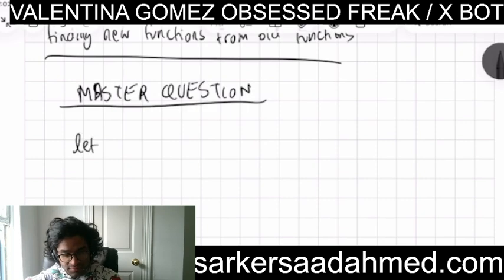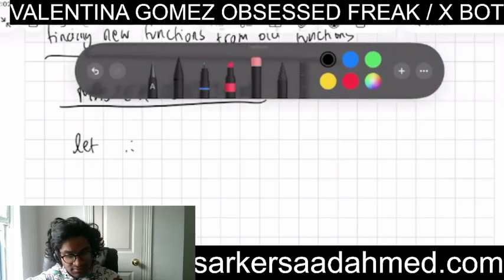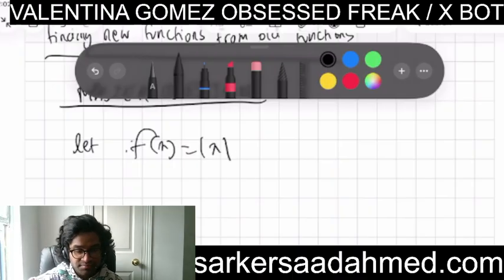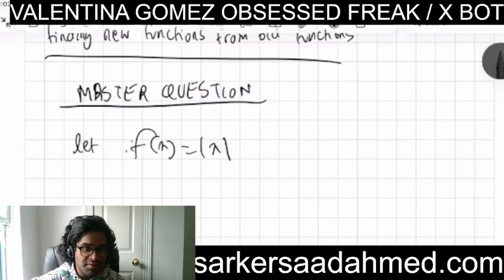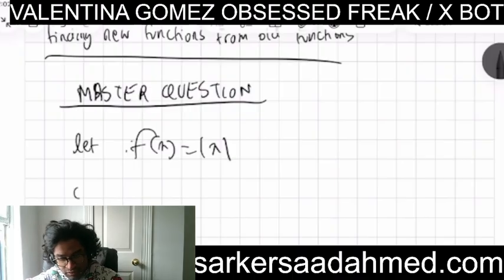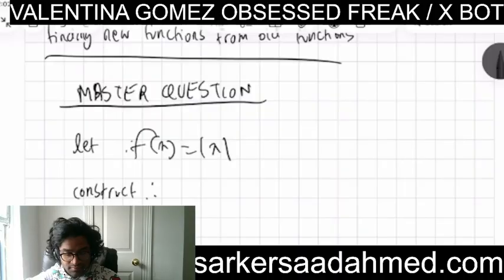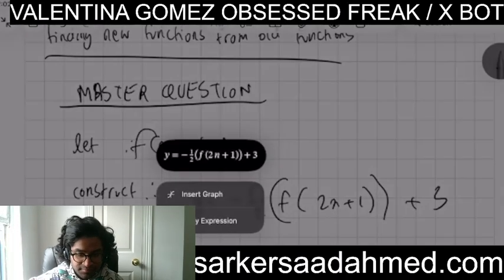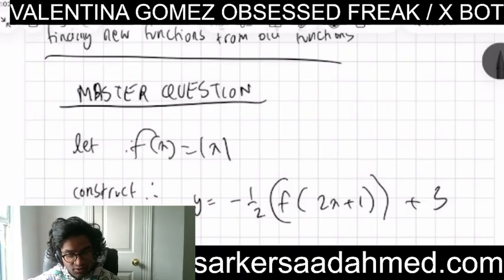So let f of x be absolute value of x. Let's presume that it is absolute value of x. And we have an equation: y is equal to minus half f of 2x plus 1, in brackets, plus 3. So this is our equation. So what do we have? We have f of x.